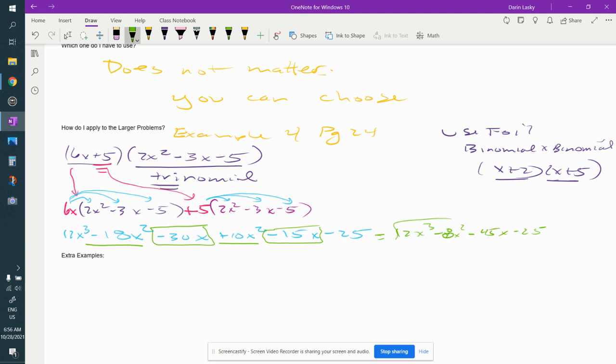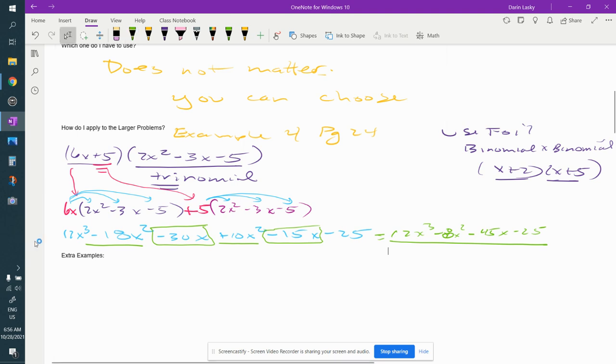So that's how you apply it to the bigger problems. That should be a 12, guys. This is a 12. Let me write that a little bigger. It's a 12. So we got 12x cubed. That's my answer. So again, I would just split it this way.